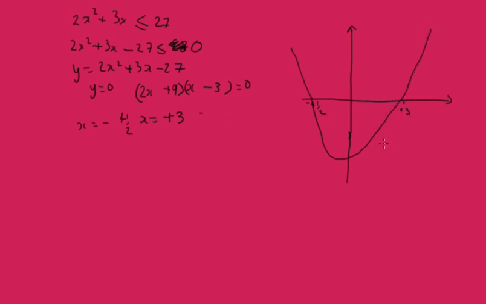So this is negative, this is positive, and we want the inequality to be less than or equal to 0. So x must be between the values minus 4.5 and 3 for that to be the case. So I hope that helps.